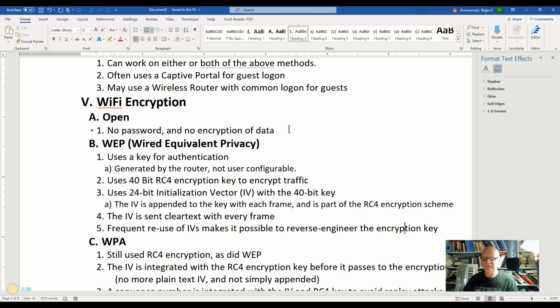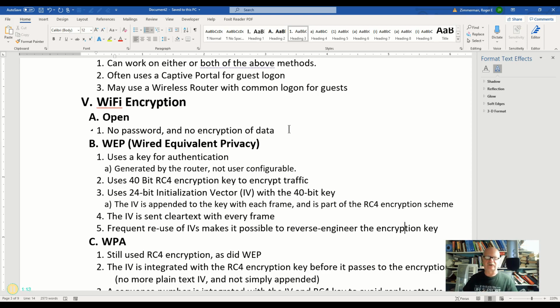It uses a key for authentication, but you do not provide that key. Unlike with WPA that we'll talk about later, or WPA2, where I can choose a password, if you wish, or a key for authentication, when you set up WEP, it just gives you a set of numbers and symbols that you have to put in on your computer in order to reach it. This is generated by the wireless router itself. It uses a 40-bit RC4 encryption.